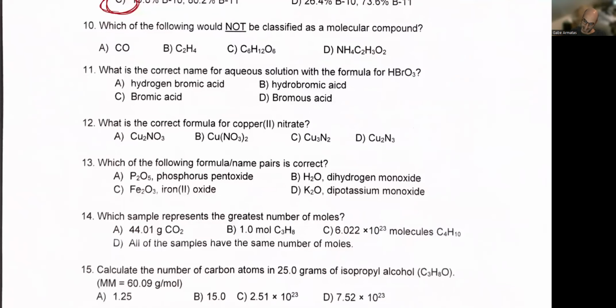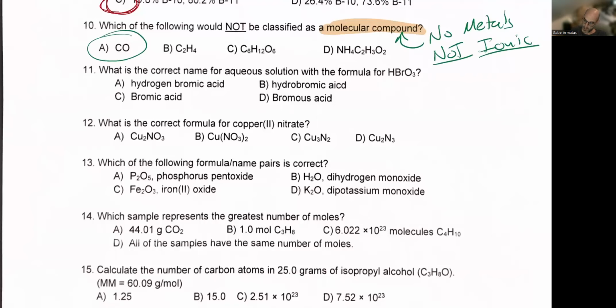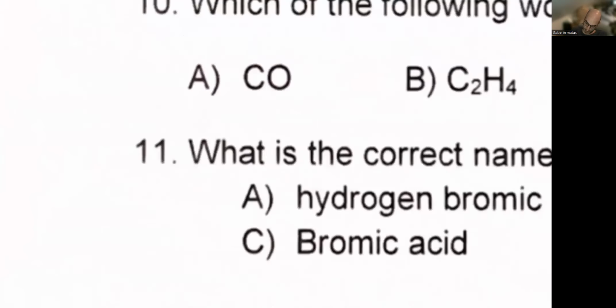Which of the following is not classified as a molecular compound? Okay, so molecular. They come in two forms, especially just for this class, really. Molecular means no metals, really. Or more accurately, a molecular compound is not ionic. So CO, that right there is going to be carbon monoxide, is molecular. It's a molecule. It's not an ion.